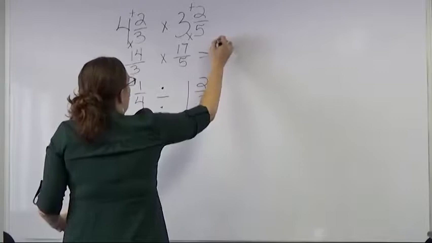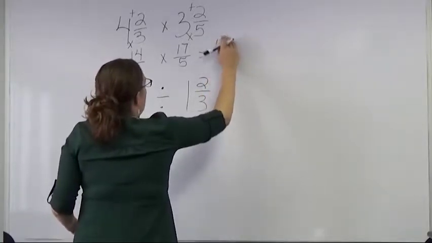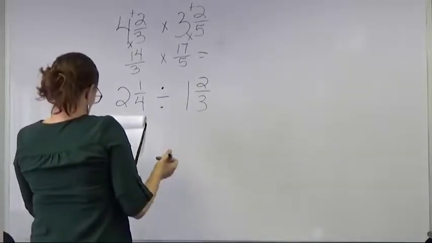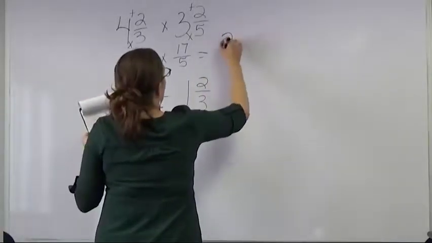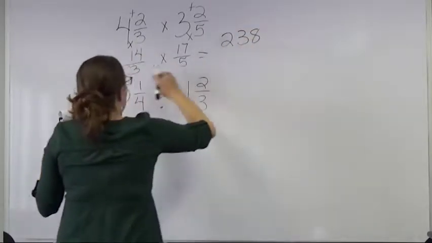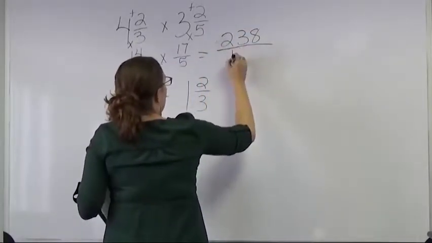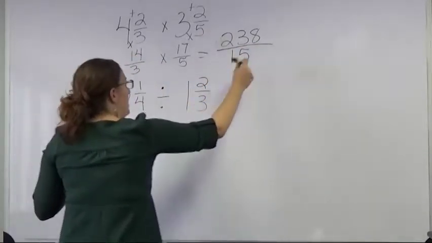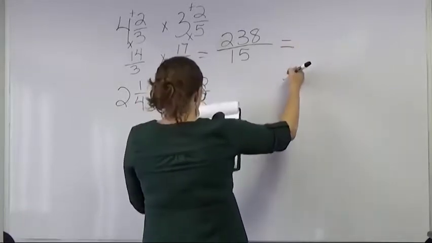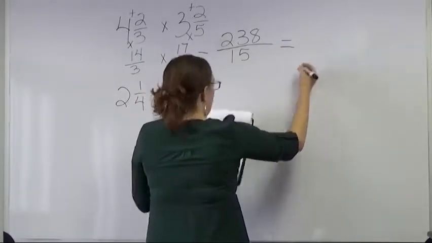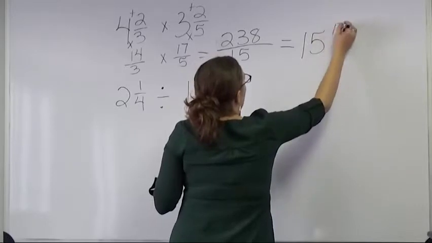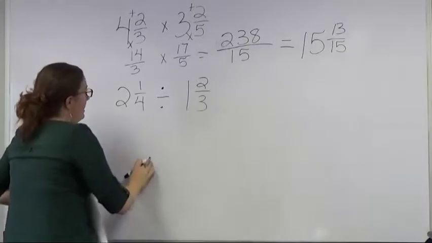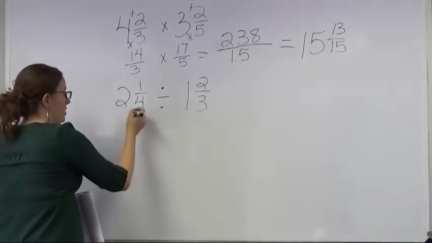When we multiply the numerators, 14 times 7, which I forgot what that gives us, gives us 238 in the numerator, and then 3 times 5 in the denominator gives us 15. Then when we simplify that, because the numerator is larger than the denominator, then we have to divide, and then our mixed number ends up becoming 15 and 13/15. Make sure you simplify.